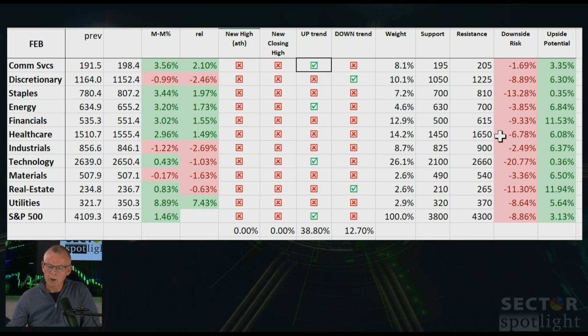If you look at the upside-downside risk, or upside potential, I should say, the support and resistance levels didn't change that much from month to month. So I'm going to leave it at this, and we're going to look at the actual charts that belong to this table.